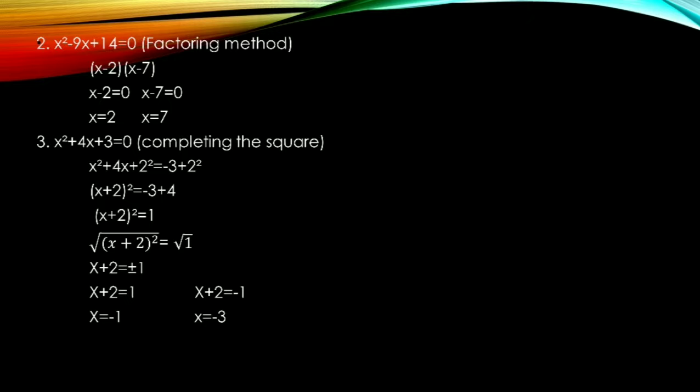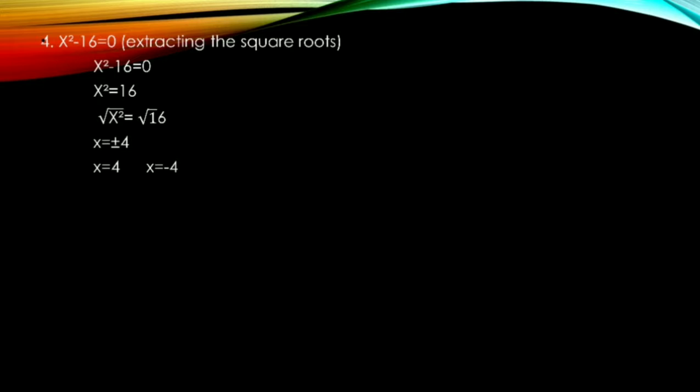So, 4. x squared minus 16 equals 0. Extracting the square roots. So, x squared minus 16 equals 0. x squared equals 16. So, we take the square root of both sides. Cancelled. So, we get x equals positive and negative 4.